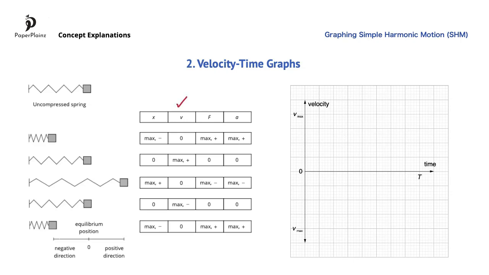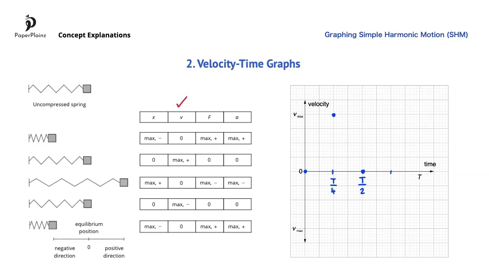Looking at the second column in our table, we can see that in the first position, when the spring is fully compressed, velocity is 0. In the second position, at T over 4, velocity is at its maximum positive value, so here. At T over 2, when the spring is fully extended and the object is all the way to the right, velocity again is 0.